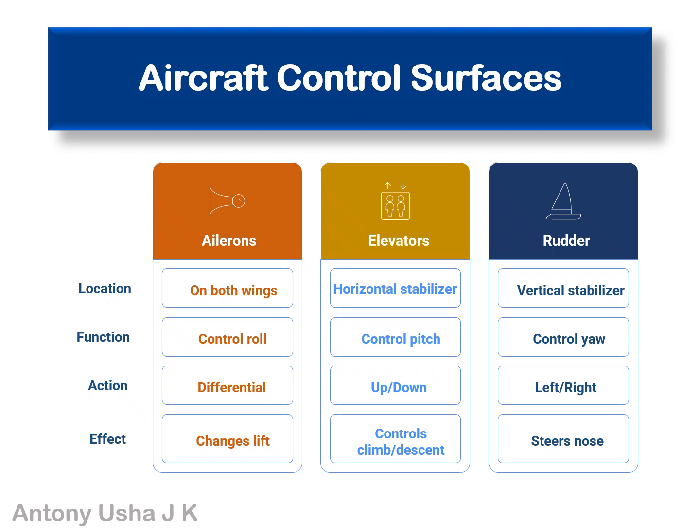Finally, the rudder, attached to the vertical stabilizer, controls yaw. It moves left and right to steer the aircraft nose direction, and helps with coordinated turns and directional control. Together these control surfaces allow a pilot to maneuver the aircraft smoothly and safely across all three axes of flight. This slide is for reference and educational purposes, to help you understand easily.